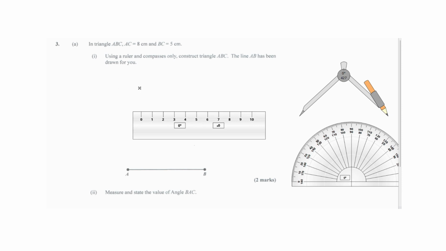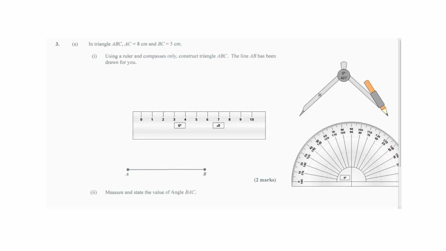Okay, so let us now tackle question 3. In the triangle ABC, AC equals 8 centimeters and BC equals 5 centimeters. Here you are required to use ruler and compasses only. Construct triangle ABC. The line AB has been drawn. So here we have the line AB. So we need to now draw AC.